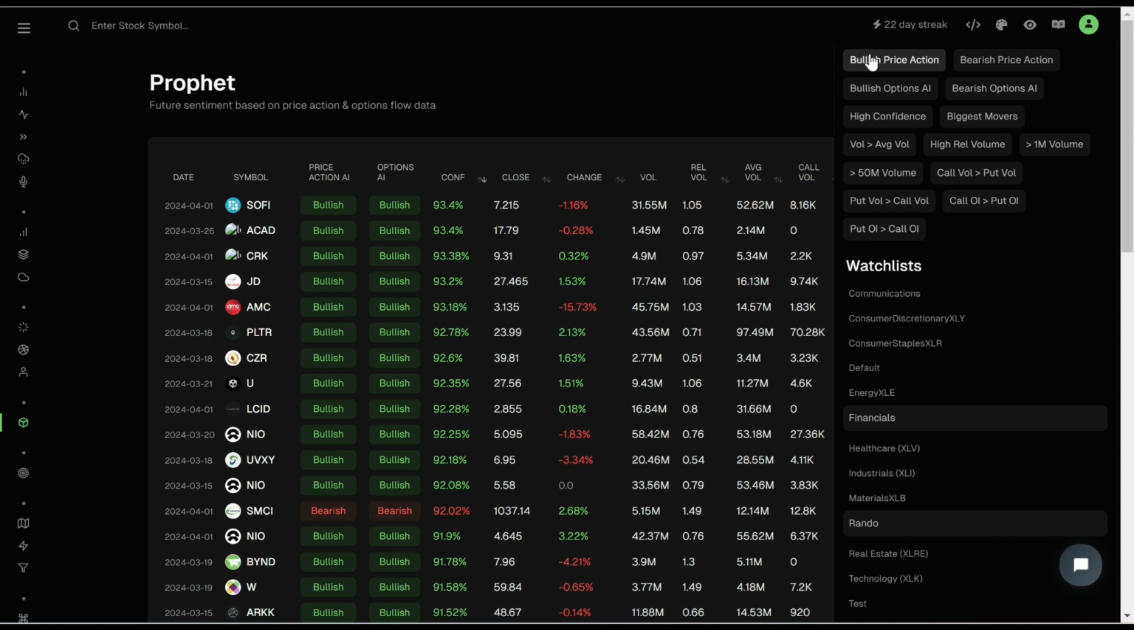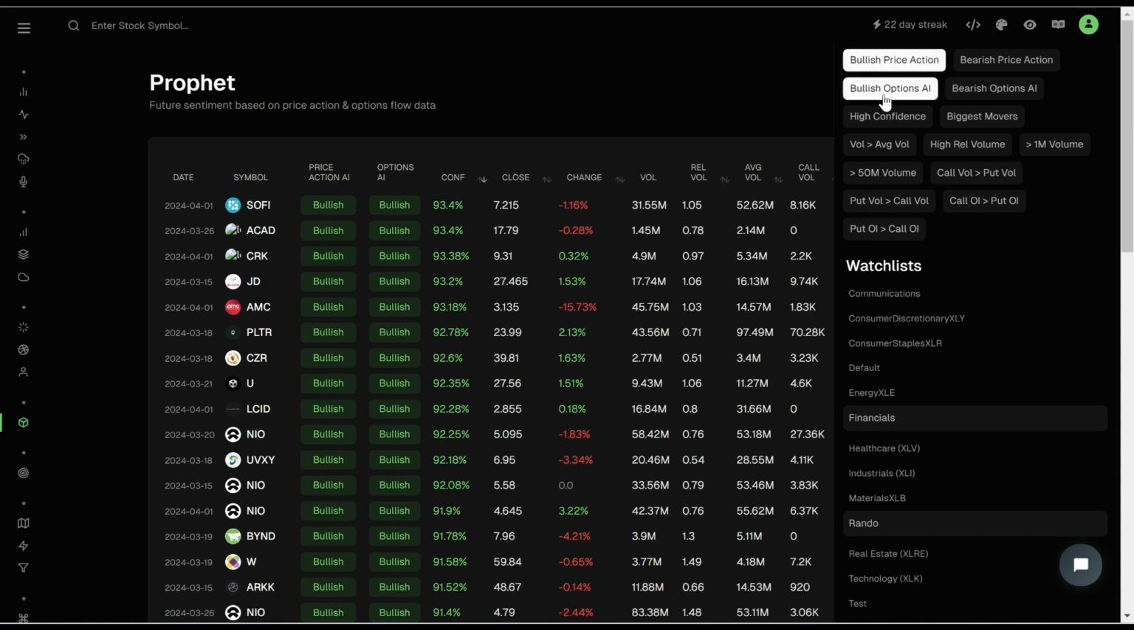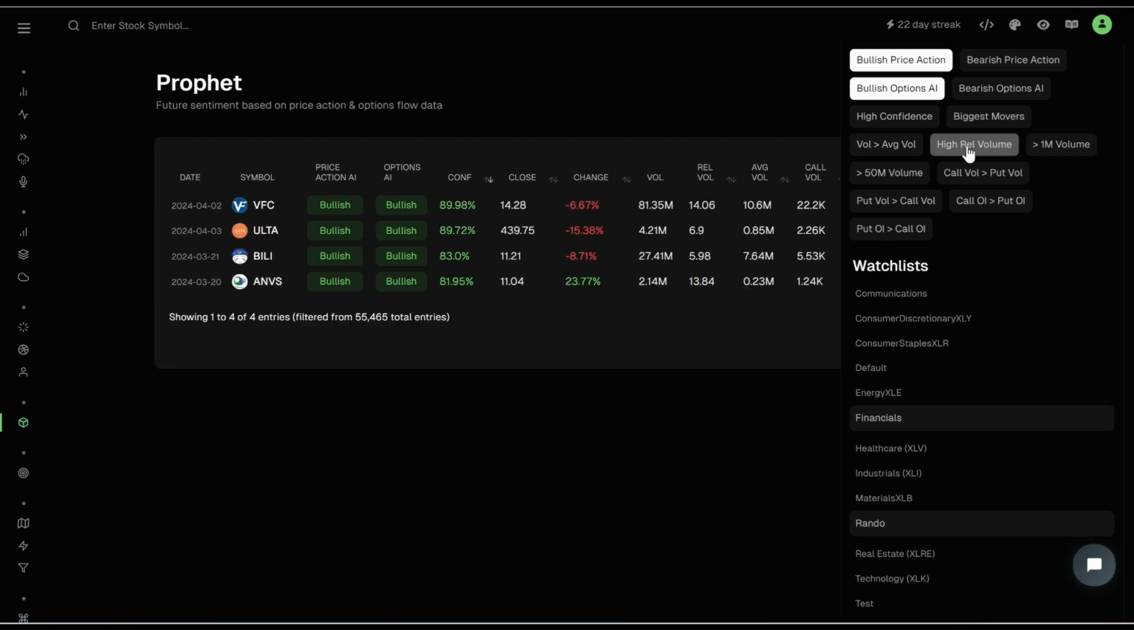And we're going to look for things that have bullish price action, bullish options AI, and high relative volume. That shrinks our list down a little bit. So now what we're seeing is the confidence of the AI of a move upwards, and we're starting to see bullish price action and bullish options AI on these things here. So these have been whittled down to 4 tickers. Not too bad, to be honest, right?